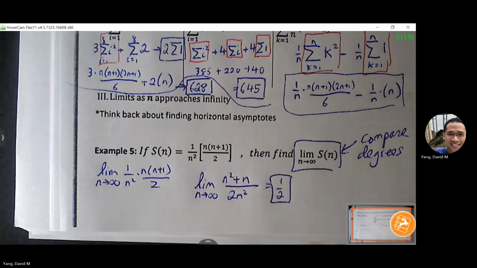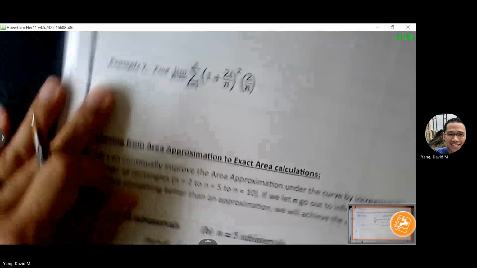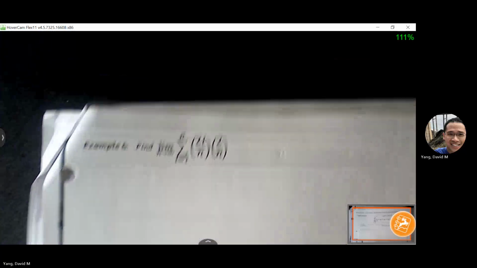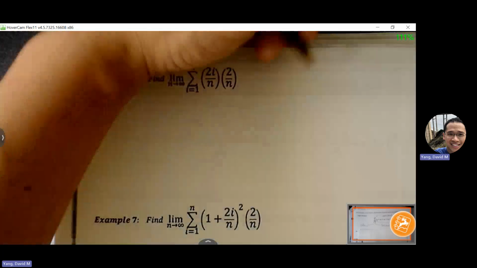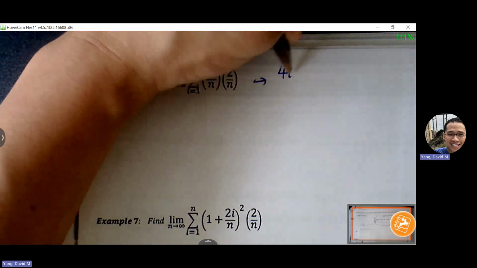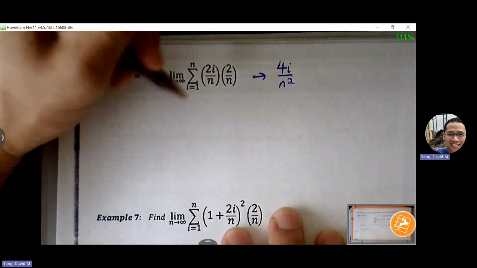Okay, I'm going to go right up to the bell if you don't mind. Let's go to example 6 here. Find the limit as n approaches infinity of the summation from 1 to n of 2i over n times 2 over n. The important thing here is that we only care to isolate the i, because that's what's changing. Everything else we're going to push out as a coefficient. So this is really the same thing as 4i over n squared.